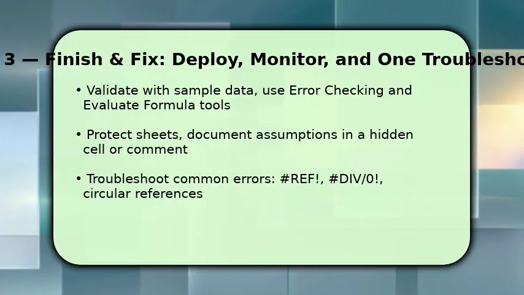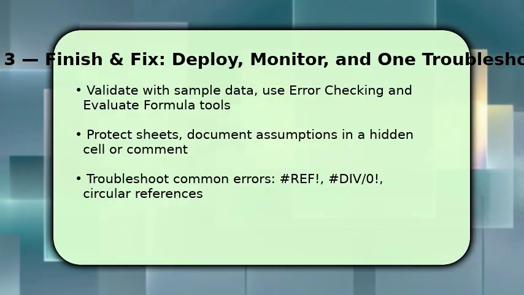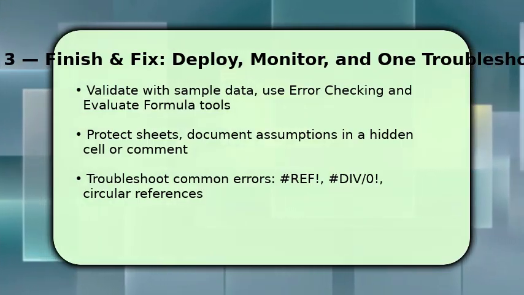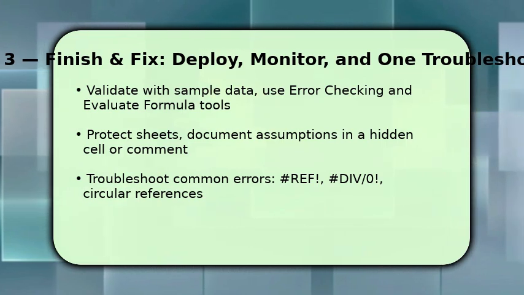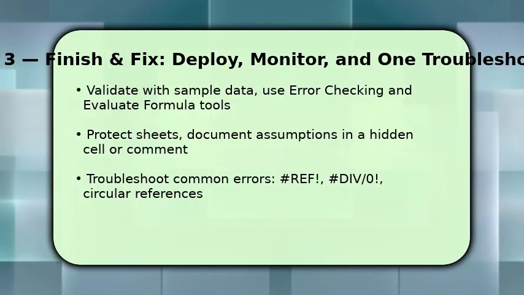If something goes wrong, first look for #REF! or #DIV/0! errors and circular references. Often the fix is adjusting ranges or adding IFERROR wrappers. Finally, make incremental saves so you can revert if needed.